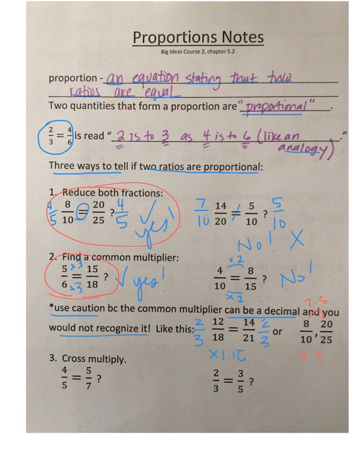I can always cross multiply. So 5 times 5, well, we know that's 25. 7 times 4, well, that's 28. Those are not equal. If you cross multiply, they should be equivalent. 3 times 3 is 9. 2 times 5 is 10. Those are also not equal.